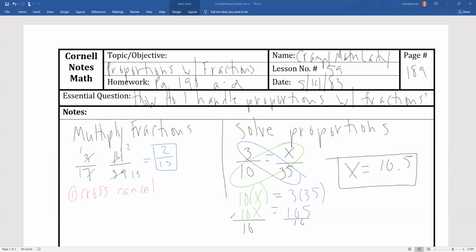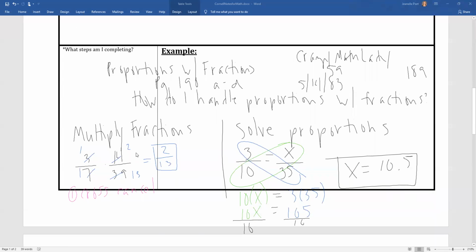Okay, so now we're going to take those two skills and put them together. I know you're super excited, but just try to contain yourself, okay? So I'm going to scroll down to my first example.